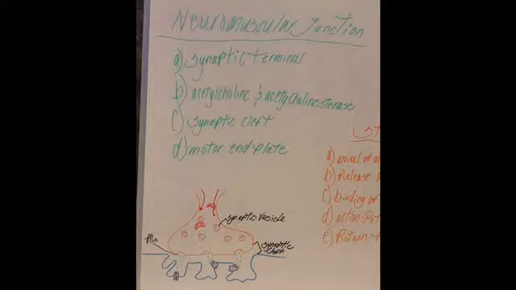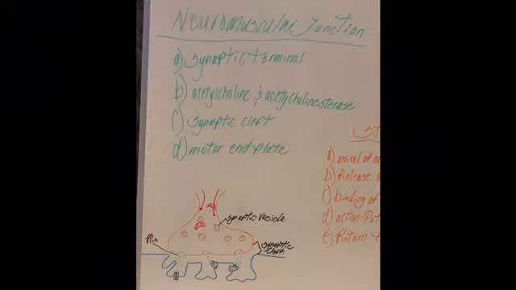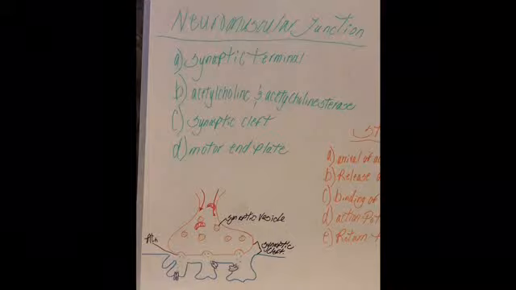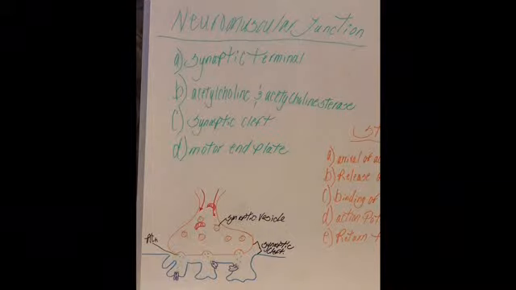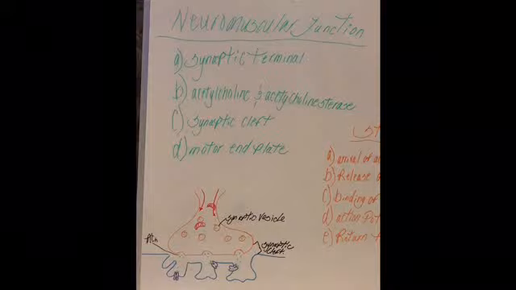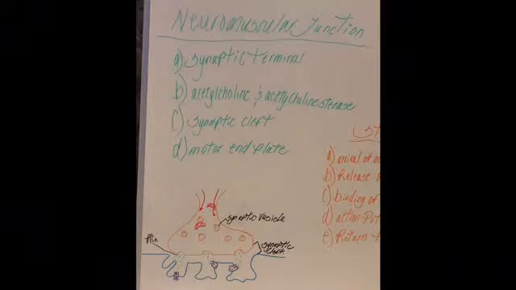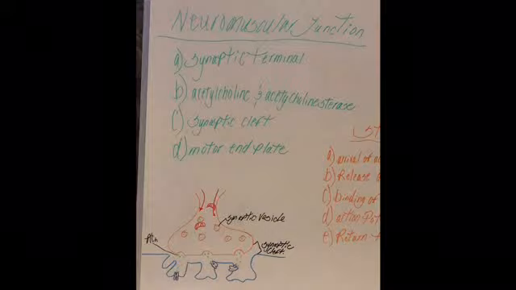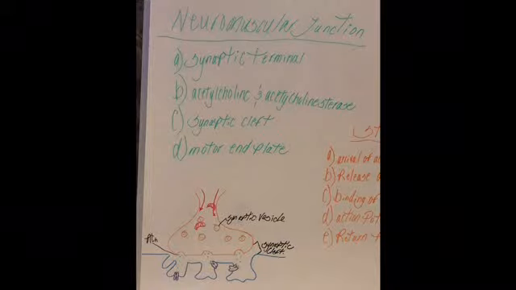Acetylcholine is a neurotransmitter that causes muscles to contract. Acetylcholinesterase is an enzyme that breaks down acetylcholine. This stops excitation of a nerve after transmission of an impulse. The synaptic cleft is the space between neurons at a nerve synapse across which a nerve impulse is transmitted by a neurotransmitter.